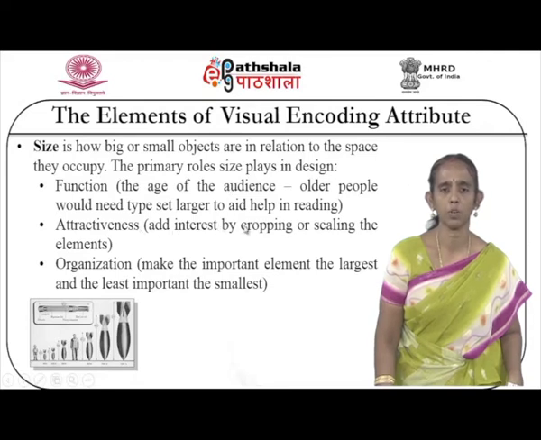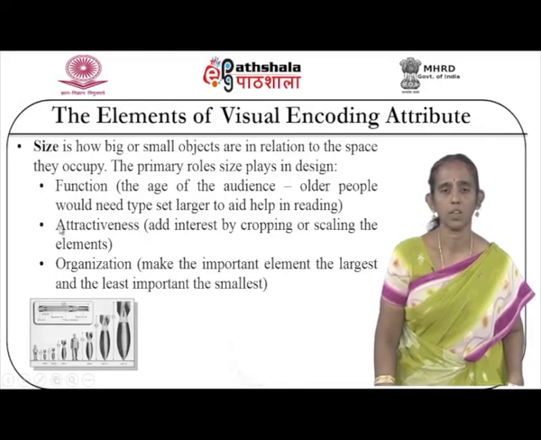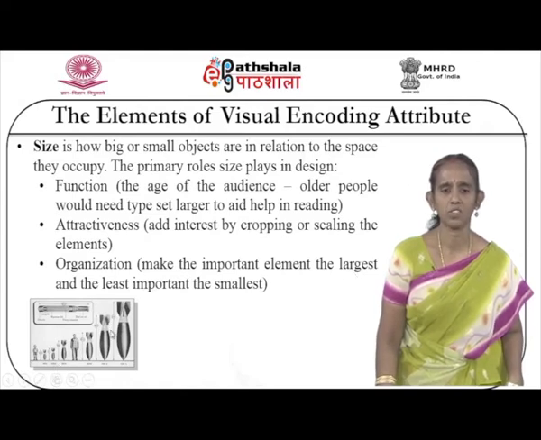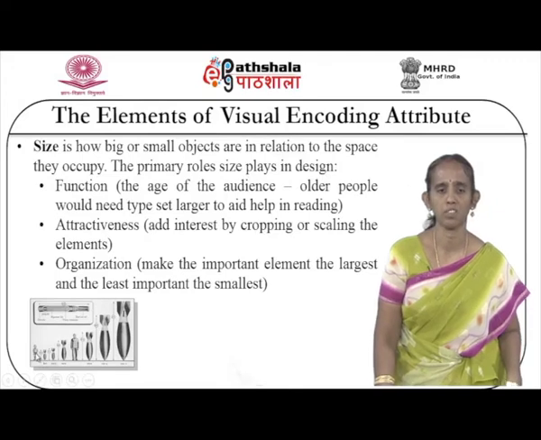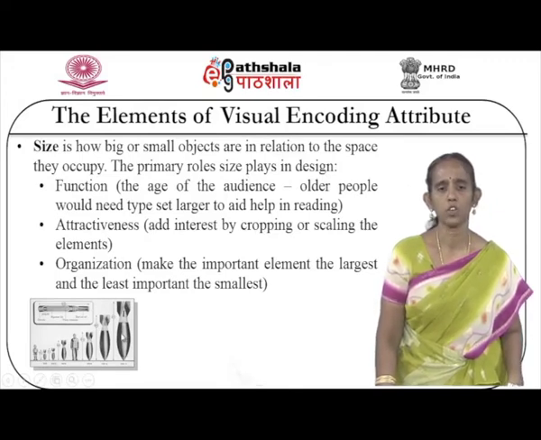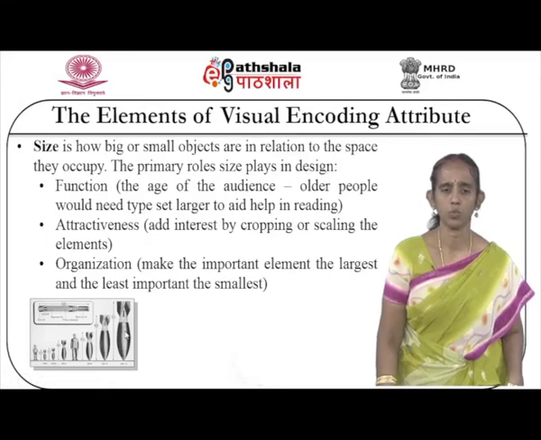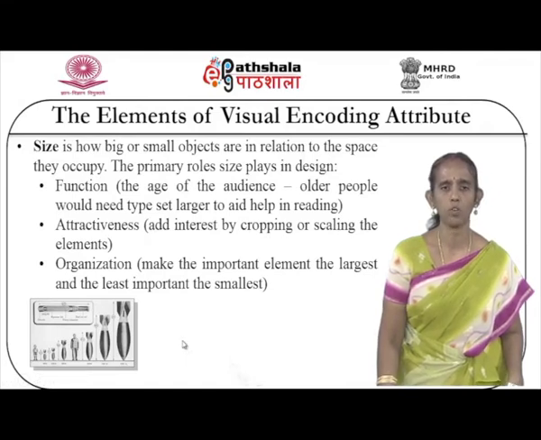Attractiveness: add interest by cropping or scaling the elements. We try to add interest by attracting the audience, by cropping or scaling the elements that are present in the design. The next one is organization. Make the important element the largest and the least important the smallest in the visual. So whichever part of the visual is most important is shown in a bigger size compared to the least important one, which is shown in a smaller size. Thereby size also acts as an element of visual encoding attribute.